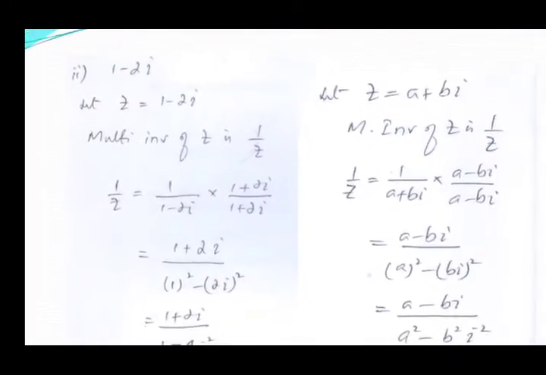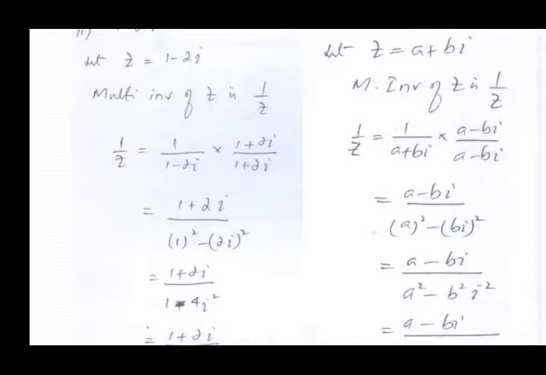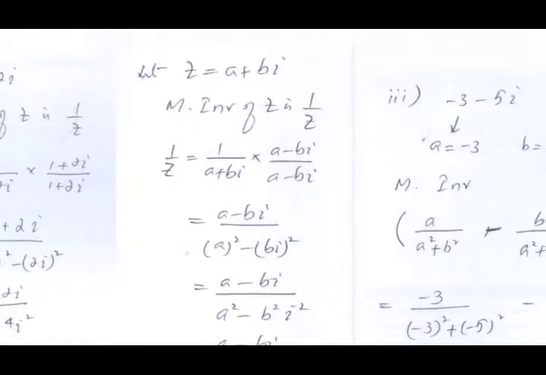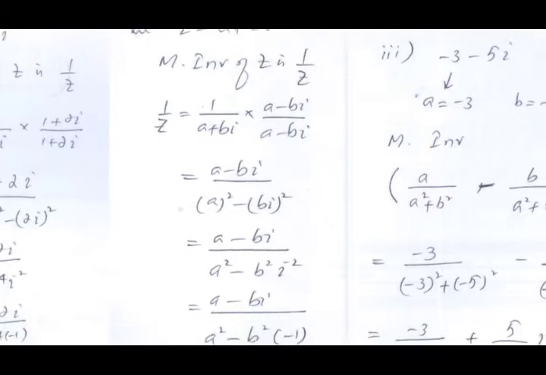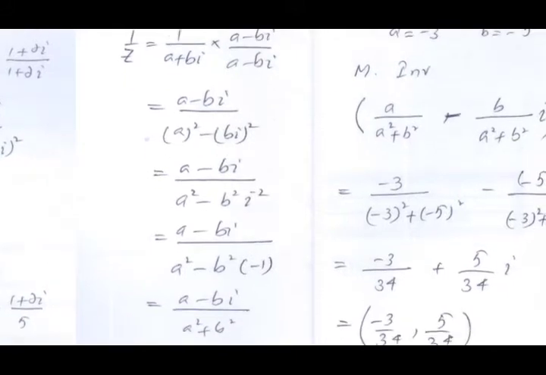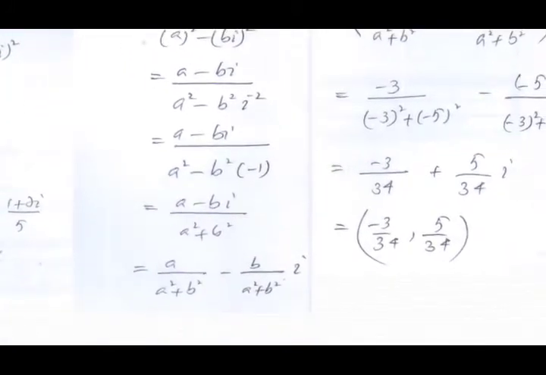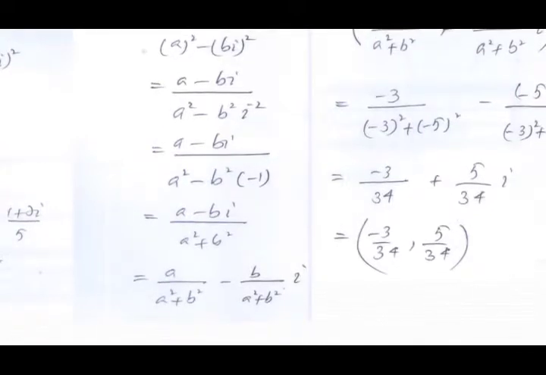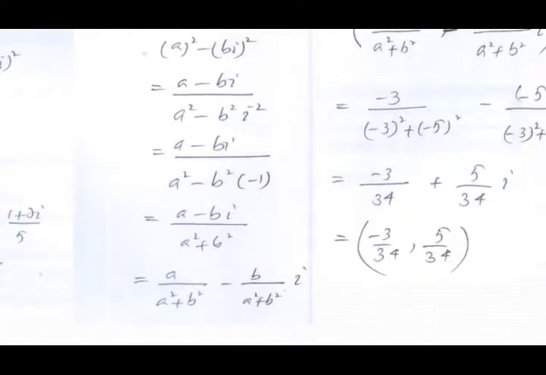Same multiplicative inverse, these questions. The simple way is to take the inverse and then rationalize it, and the other method, we develop a formula for this. Z is equal to a plus b iota, then 1 over z is equal to, we solve it and get the answer a over a square plus b square minus b over a square plus b square iota. This is the general formula for the multiplicative inverse.